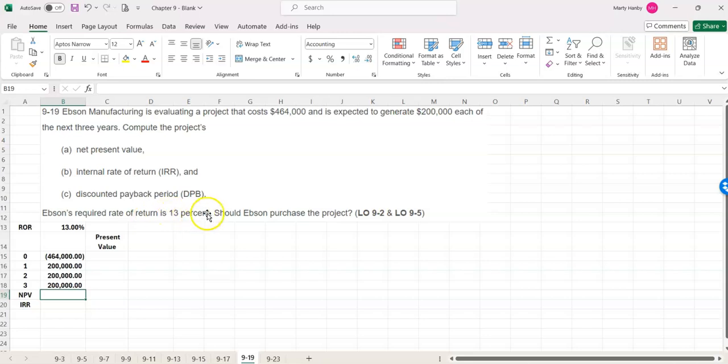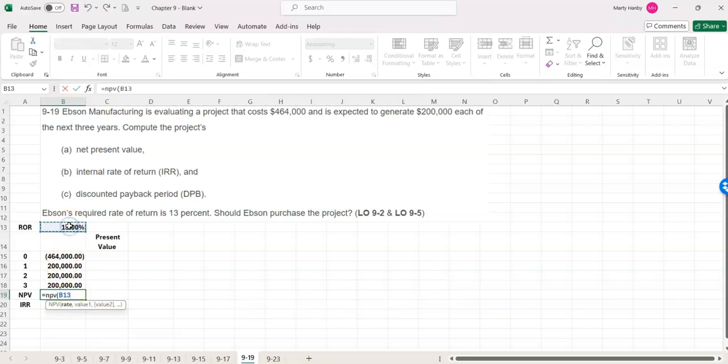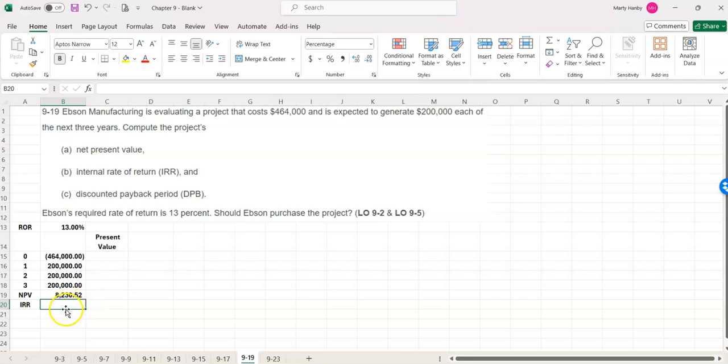Epson's required rate of return is 13%. Should Epson purchase the project? So NPV equals NPV. So the rate's the 13%, comma, we capture the cash flows after the initial costs, and then we add back the initial costs and get a net present value of $8,230.52. So yes, we would purchase the project.